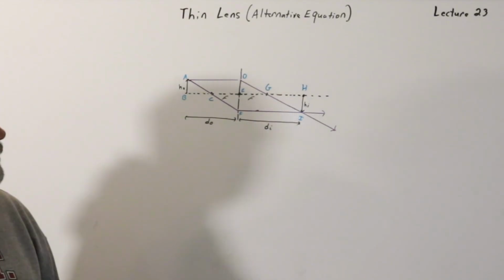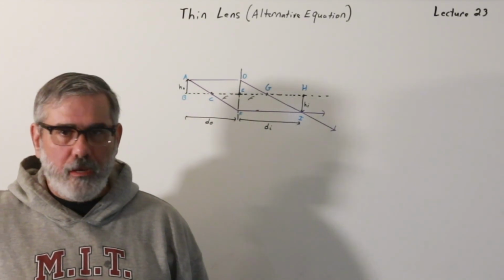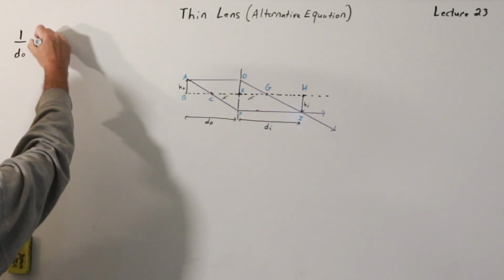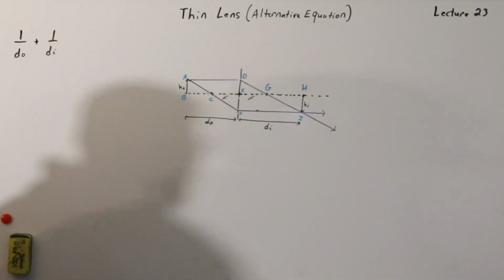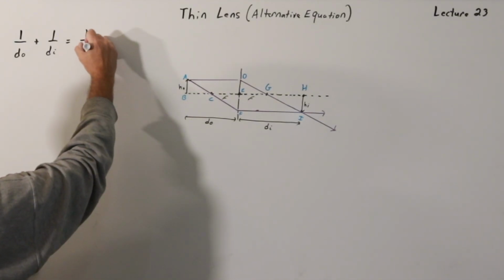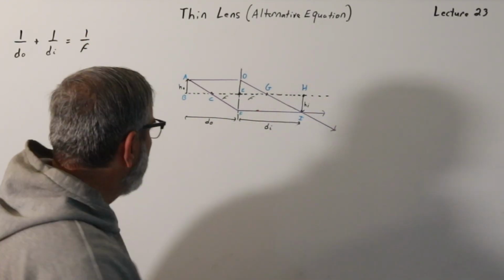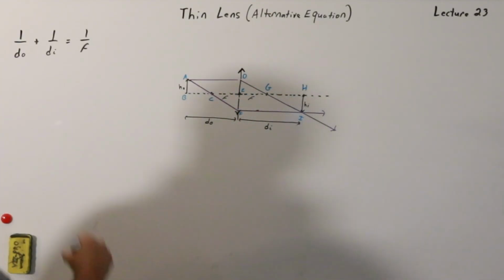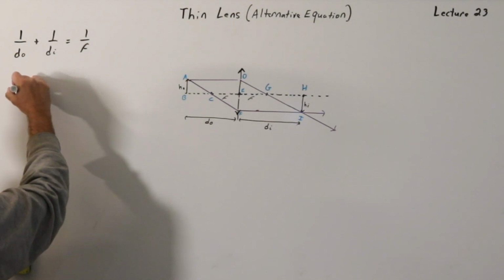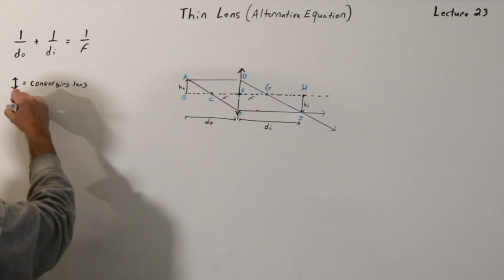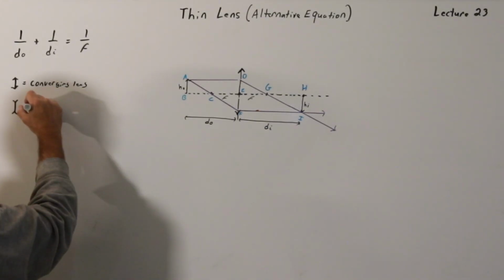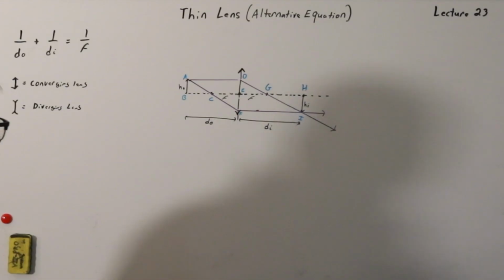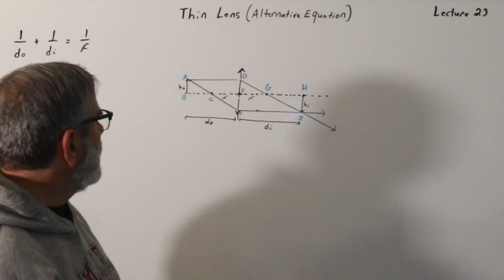So lecture 23, we're going to talk about thin lenses and an alternative equation. You remember the usual equation that we use is 1 over d_o plus 1 over d_i, that's the distance to the image, is equal to 1 over the focal length of the lens. And here I'm writing the lens like this. This basically means that it would be a converging lens. And if I wrote it like this, we would be talking about a diverging lens. Just a little easier to draw. This is the plane of the lens right here.